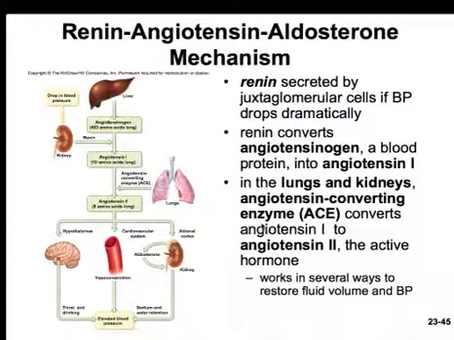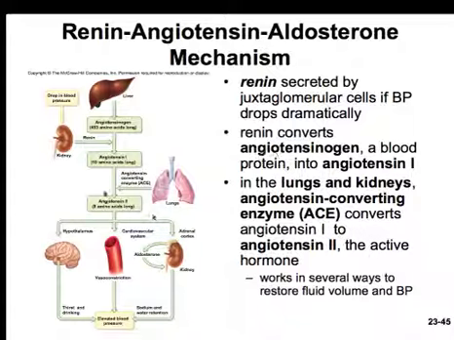When blood pressure drops due to blood loss or other causes, the sympathetic renal nerves stimulate the juxtaglomerular cells. As we've already learned, they secrete the enzyme renin. Renin, secreted from the kidneys, acts to convert the enzyme angiotensinogen into angiotensin 1. In the lungs and the kidneys, ACE, or angiotensin converting enzyme, will convert angiotensin 1 into angiotensin 2.